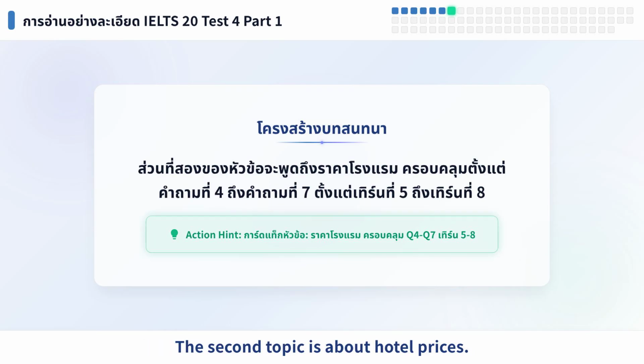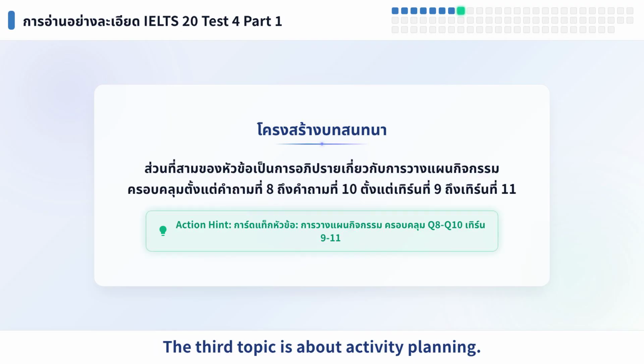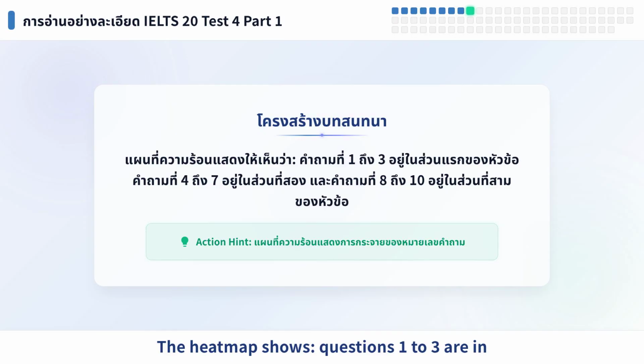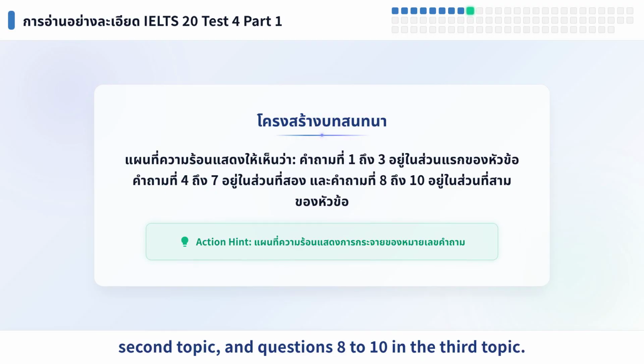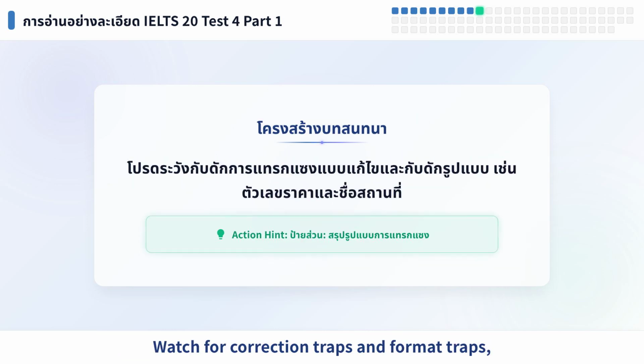The second topic is about hotel prices. It covers questions 4 to 7, from turn 5 to turn 8. The third topic is about activity planning. It covers questions 8 to 10, from turn 9 to turn 11. The heat map shows questions 1 to 3 are in the first topic, questions 4 to 7 in the second topic, and questions 8 to 10 in the third topic. Watch for correction traps and format traps, like price numbers and place names.